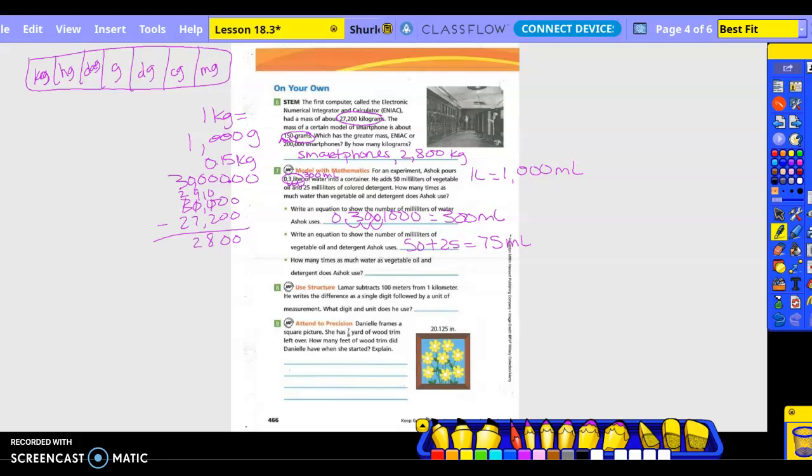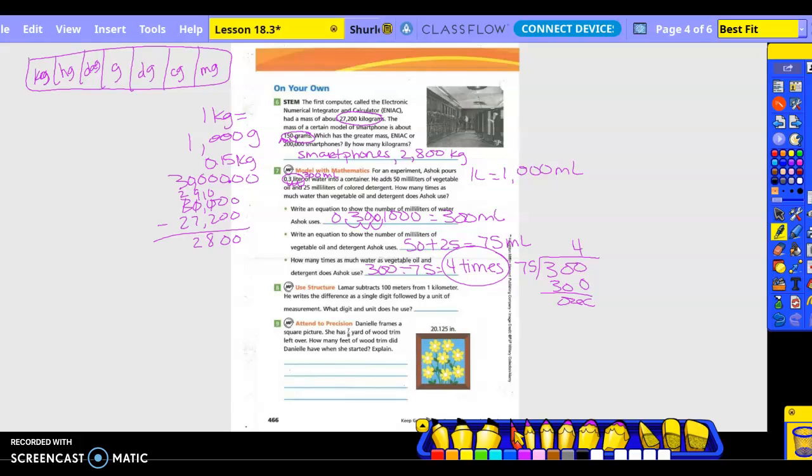How many times as much water is vegetable oil and detergent does Ashley use? So what are we going to do? 300 divided by what? 75. Okay. So put 300 in my house divided by 75. Does 75 go into 3? 30? Nope. So 300. 4 times. Let's try it. 4 times 5 is 20, carry the 2. 4 times 7 is 28 plus 2 is 30. So how many times? So 4 times as much.